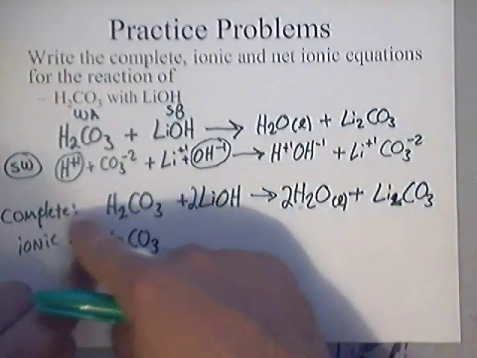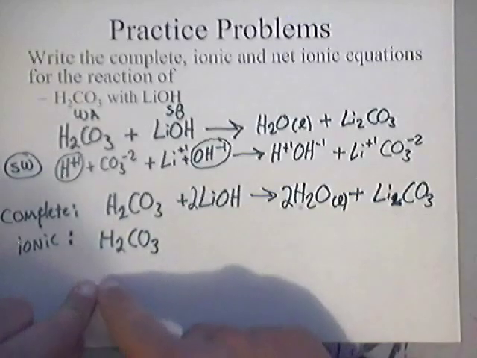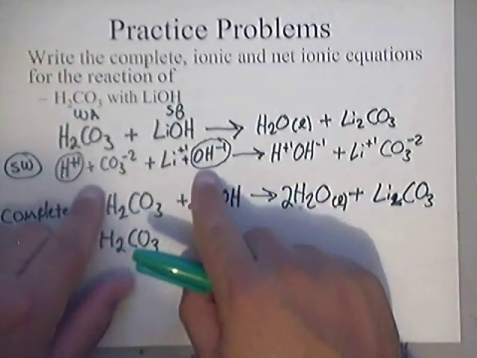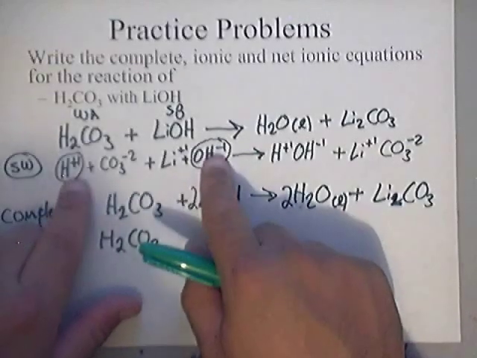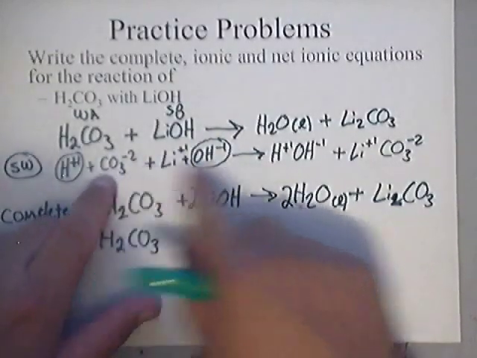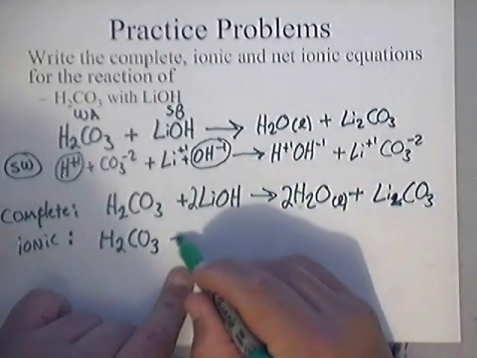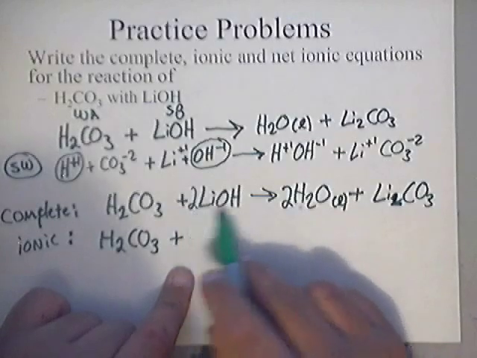What's graded is what you put on the line for complete, what you put on the line for ionic, and what you put on the line for net. But I like to show my students where this water is coming from, where this salt will be coming from. That's why I still break them down to ions in my scratch work. Now, this one you're forced to break down because this is a strong base.